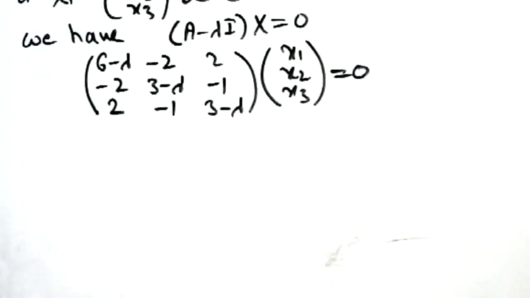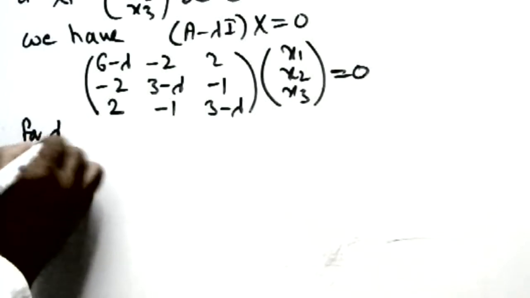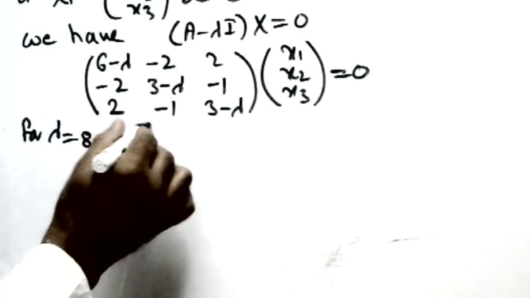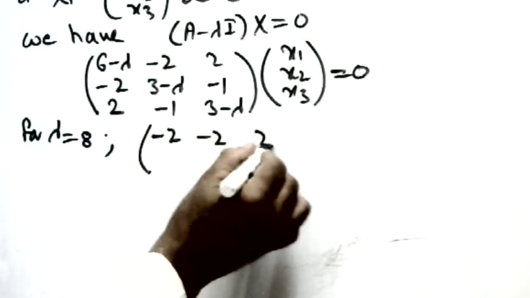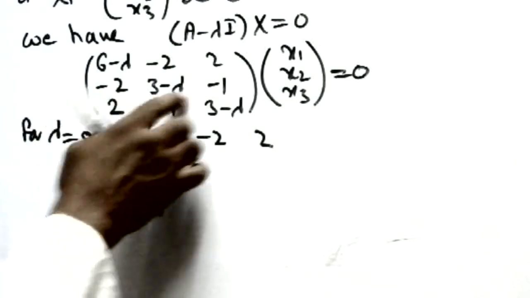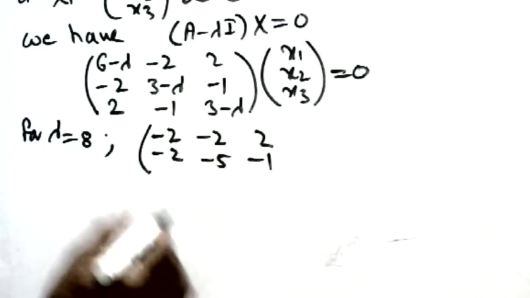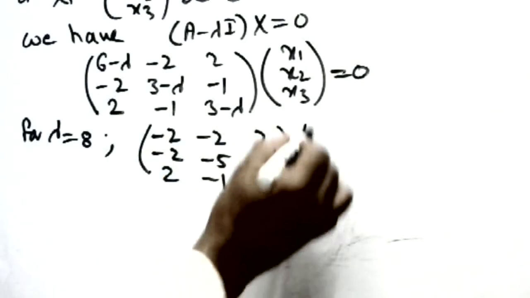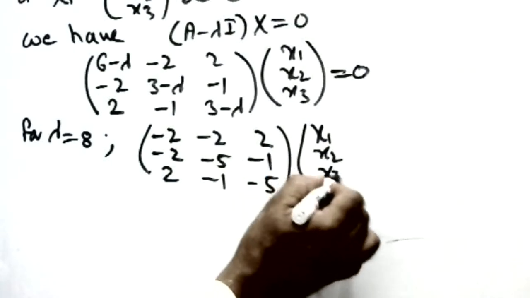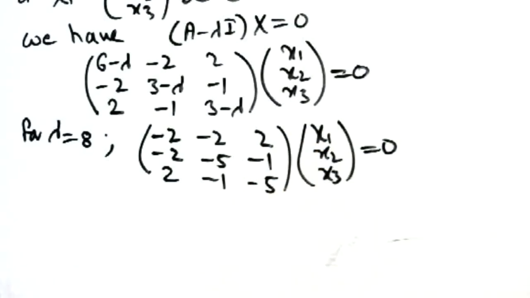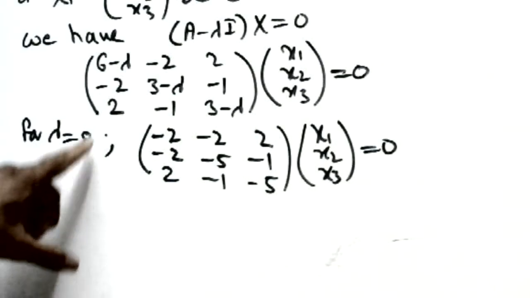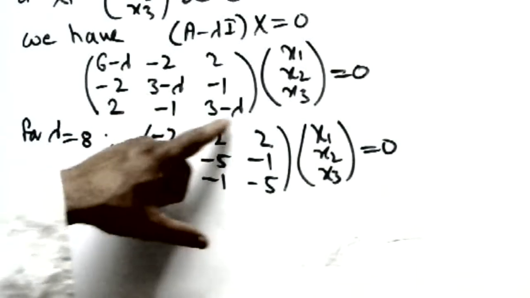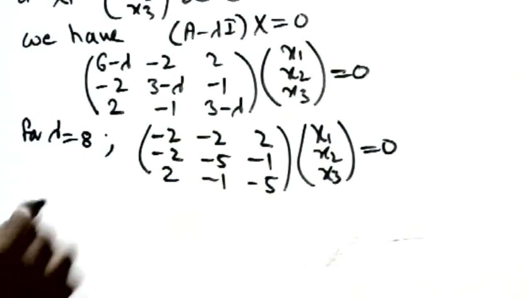Now case 1, we take lambda equals to 8. For lambda equals to 8, substitute this one. 6 minus 8 will be minus 2, minus 2, 2, minus 2. 3 minus 8 will be minus 5, minus 1, 2, minus 1. 3 minus 8 will be minus 5, into x1 x2 x3 equals to 0. Now watch carefully.